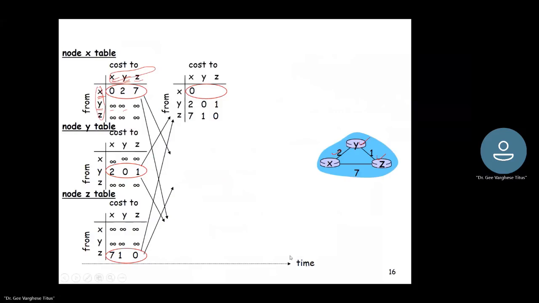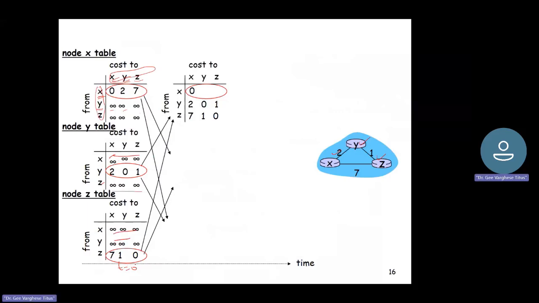Okay. So basically what you have on your horizontal axis is your timeline. Let's say this is at t equal to 0. At t equal to 0, when you're considering node X, this is the table at node X. At that time, you don't know anything about Y, you don't know anything about Z. So you put infinity. In the case of node Y, you don't know anything about X and you don't know anything about Z, so you put all as infinity. For node Z at time t equal to 0, you don't know anything about X and Y, so you put infinity.